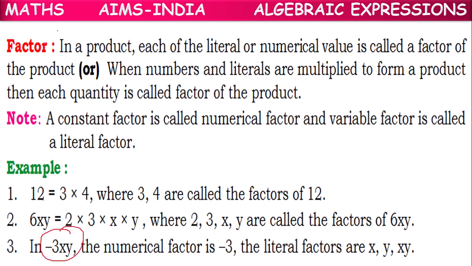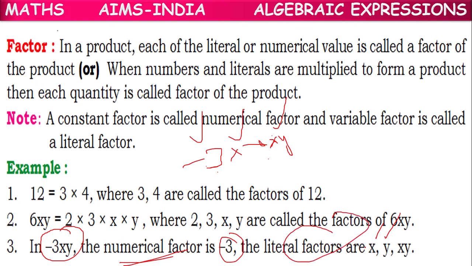In minus 3xy, it is a product made up of minus 3, x and y, made up of the quantities minus 3, x and y, where minus 3 is a numerical factor, and x and y are literal factors. Or the combination xy, x into y, is also a factor of minus 3xy. So we can take individual quantities or we can take a common quantity. These are all literal factors of minus 3xy.